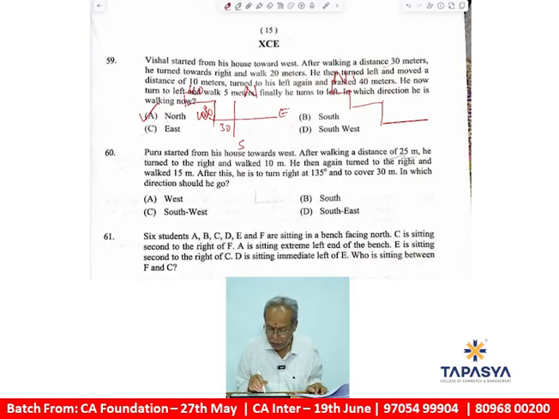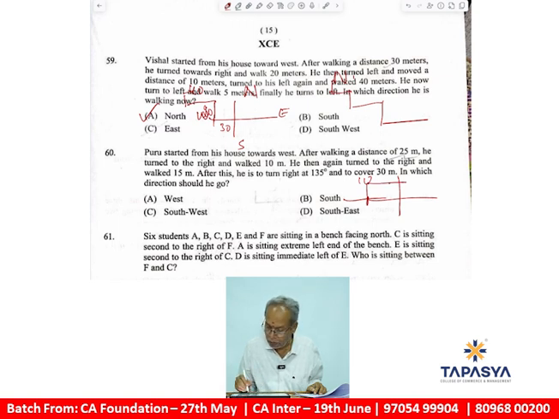Here Puru started from his house, going from his house towards the west. So you can take it that he is moving towards the west side. After 25 meters he turned right and walked 10. Then again he turned to the right and walked 15.